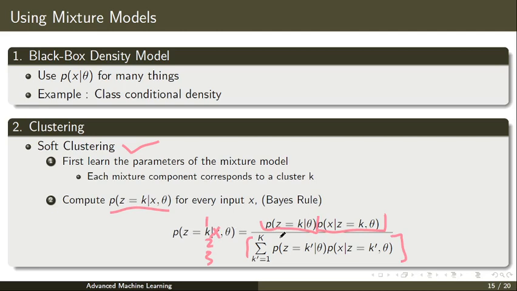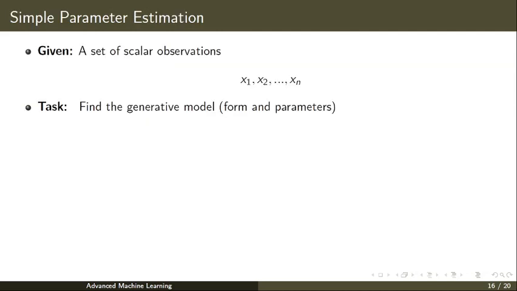In the previous case we were doing it in the generative way. Here it is the opposite: the probability of z equal to 1 given x, z equal to 2 given x, 3 given x, and that is the natural way we do clustering. I think the idea is clear. Those are the two different usages of mixture models. Now let's see simple parameter estimation, how we do it.